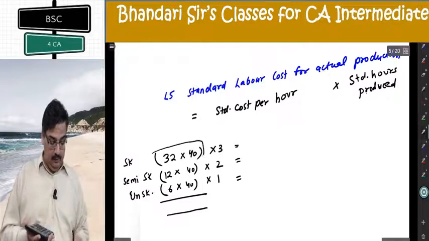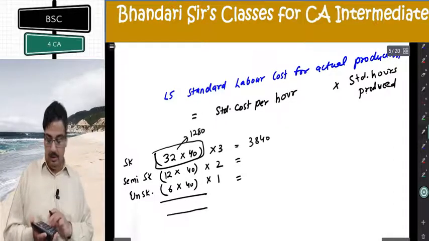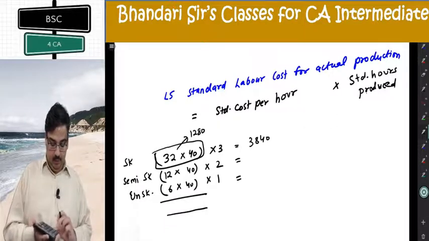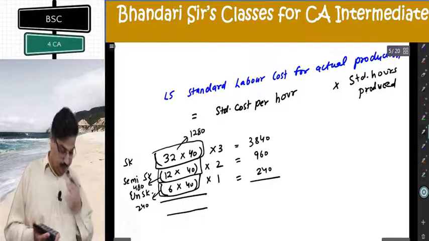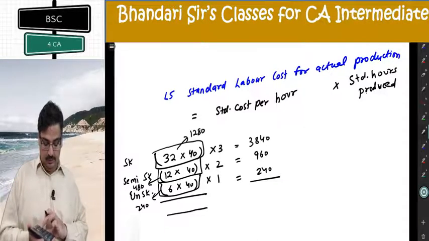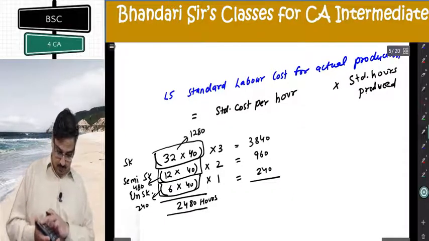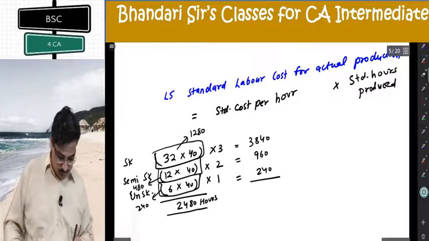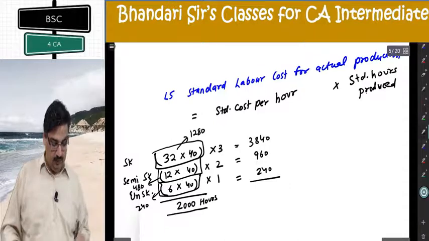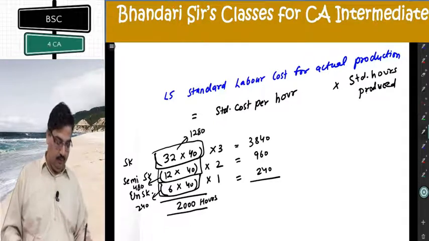32 × 40, this was 1280. Multiplied by 3, 3840. We have computed that earlier also, but let's repeat it. 12 × 40, 480 × 2, 960. This is 240 × 1, 240. So if you add the standard hours, 2480 hours. Is this correct? No. 1280 plus 480 plus 240. This is 2000 hours. What I am getting is 2000 hours total. Cost 3840, 960, 240, 5040.